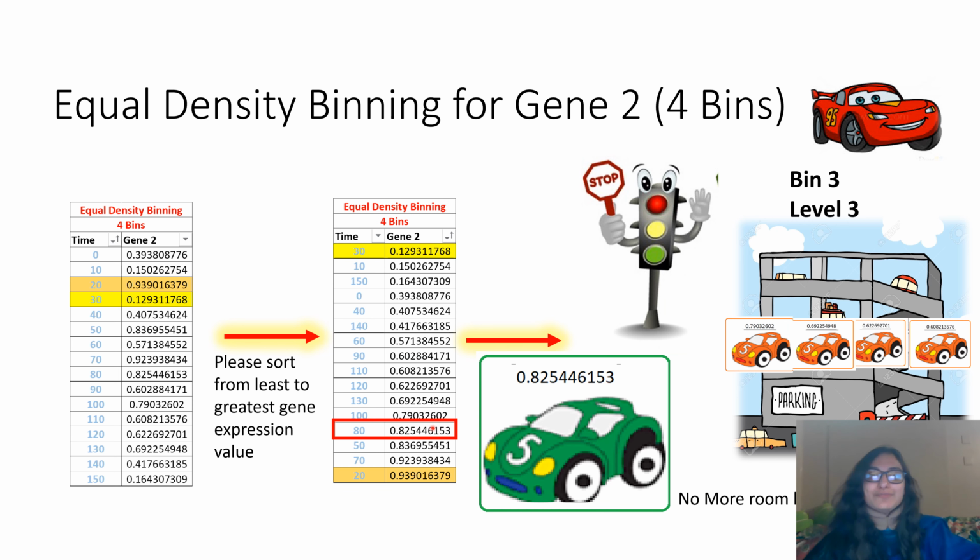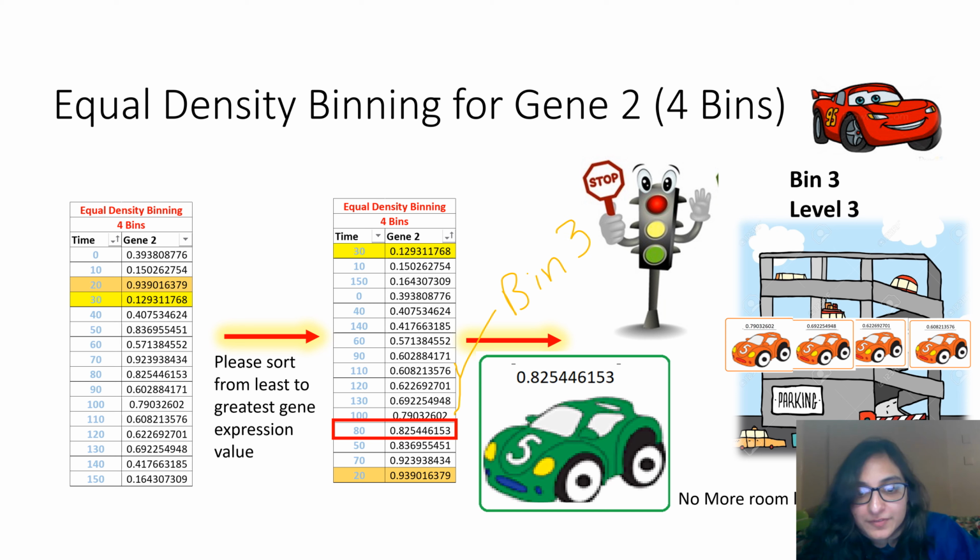And then, as you can predict, the next car comes, this 0.825, and it's going to say, nope, you're not allowed. We have 4 already. End of this bin, end of this parking lot. We have to have a new level. So pretty much just to sum up, we saw that these 4 have already made it.